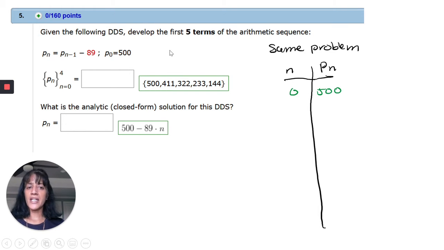The idea of an arithmetic sequence is that you add or subtract. To a mathematician, adding and subtracting are really the same thing. So I'm subtracting, in this case, 89. I do the same thing as before.